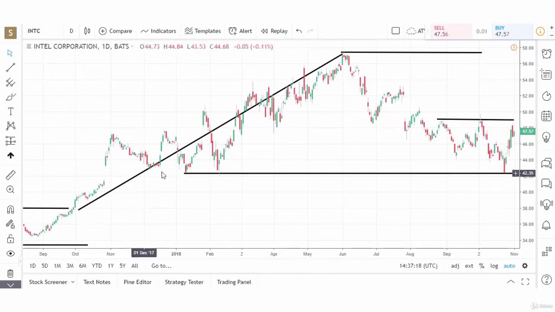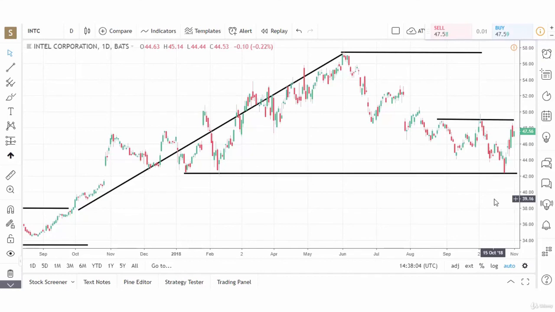We now have a major support level in place just above 42, which the stock has touched several times in early 2018 and in October of 2018. And we have a minor resistance level right around 49, where the stock has bounced up to after touching support just above 42. So that's an example of support and resistance in the stock of Intel.